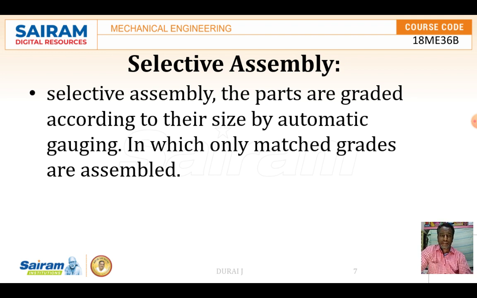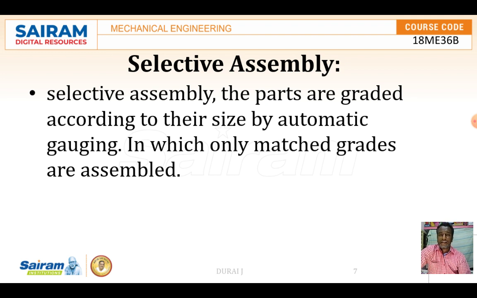For example, M12 threads are kept in one particular place and M13 threads are placed in another particular place, so that is called selective assembly. Suppose an M13 size is going to match only with an M13 size bolt, the bolt and nut. An M12 is a particular type, an M12 bolt and nut are assembled like this, and that is called selective assembly.